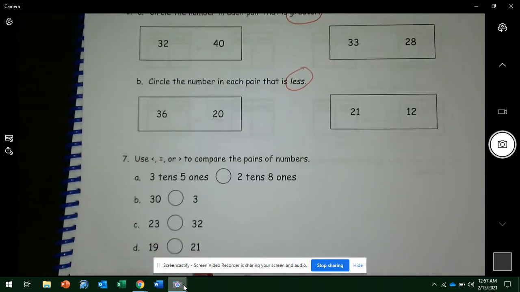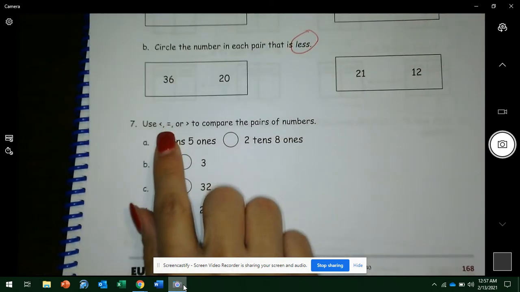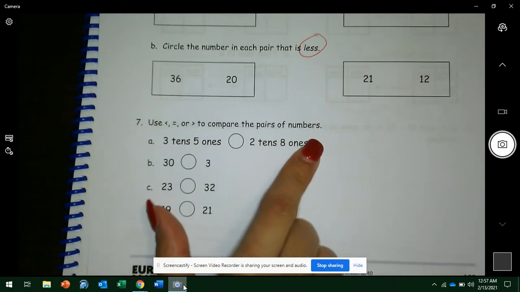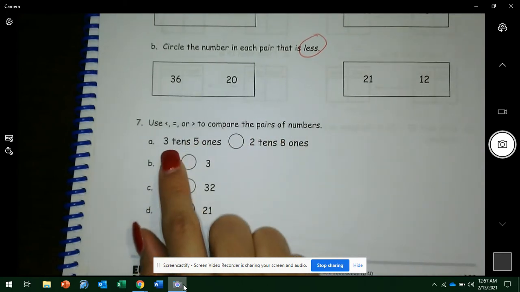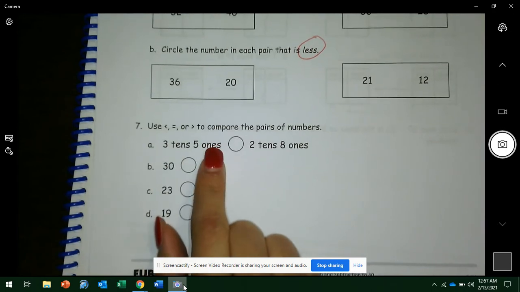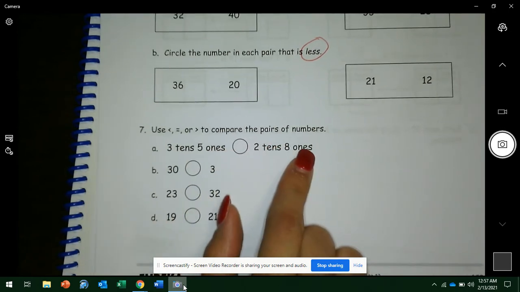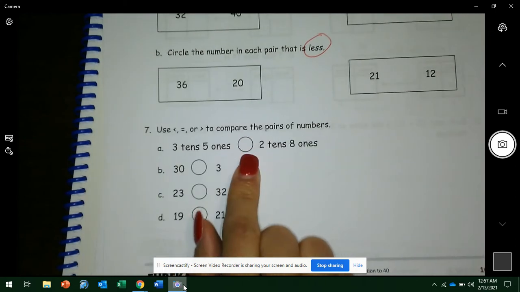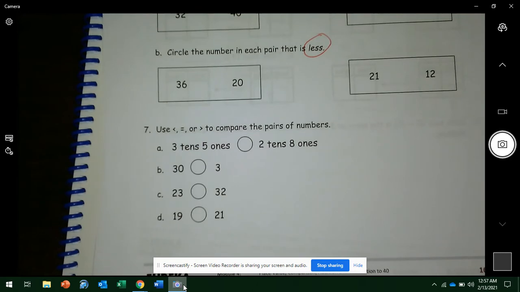Number 7. Use the less than, equal to, or greater than to compare the pairs of numbers. So for A, you have 3 tens, 5 ones, 2 tens, 8 ones. You write the correct symbol in between. Always remember that the alligator's mouth always eats the bigger number because the alligator is so hungry. So the mouth should be facing the bigger or greater number.